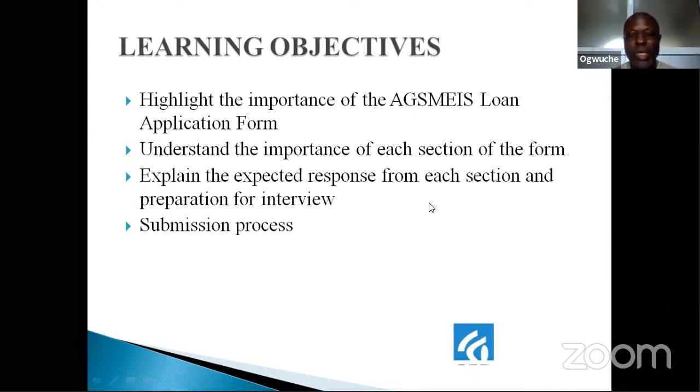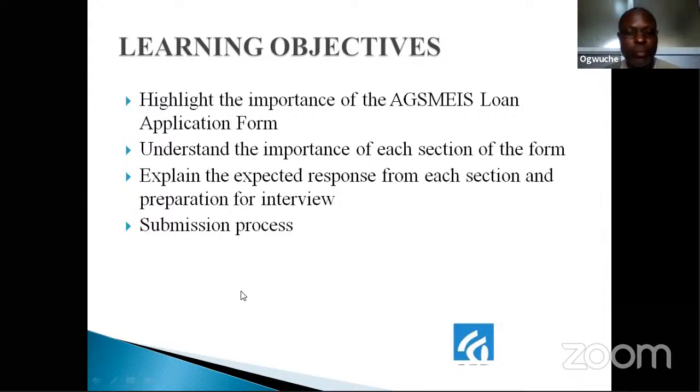Okay, and then of course to help you also when you go for the interview, to know how you complete the forms and then respond to the issues that they may raise. Then finally, the submission process. There's a process in which the forms are submitted. You don't just complete and then go and submit yourself. You have to pass through an EDI. So those are things that we'll be looking at.